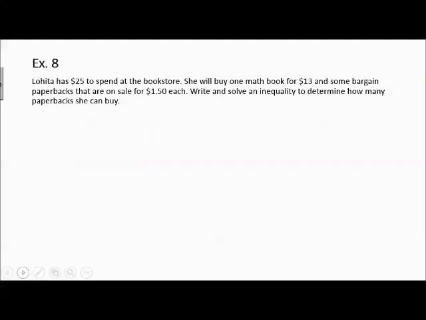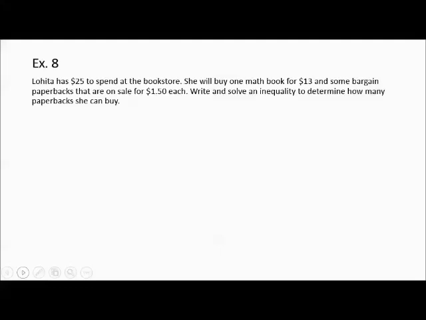All right. Lohita has $25 to spend at the bookstore. She will buy one math book for $13 and some bargain paperbacks that are on sale for $1.50 each. So we need to write and solve an inequality to determine how many paperbacks she can buy.